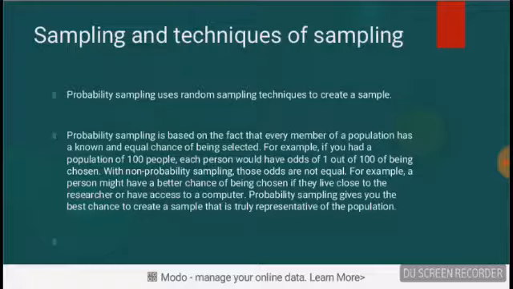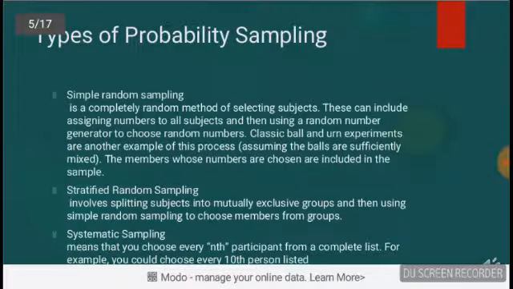With non-probability sampling, those odds are not equal. For example, a person might have a better chance of being chosen if they live close to the researcher or have access to a computer. Probability sampling gives you the best chance to create a sample that is truly representative of the population.